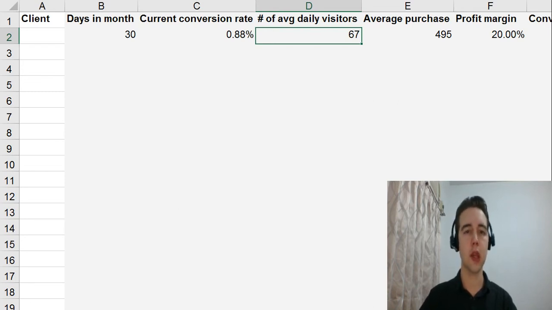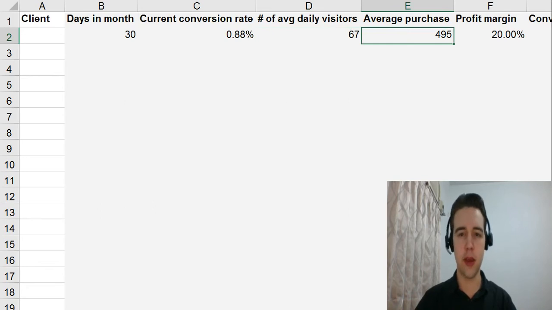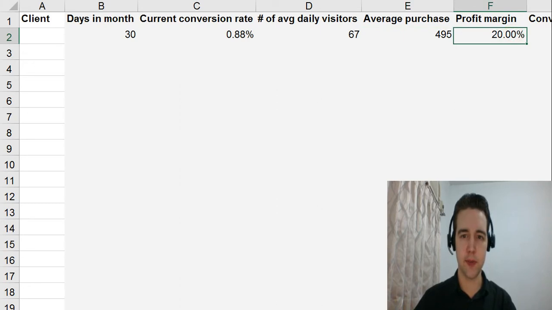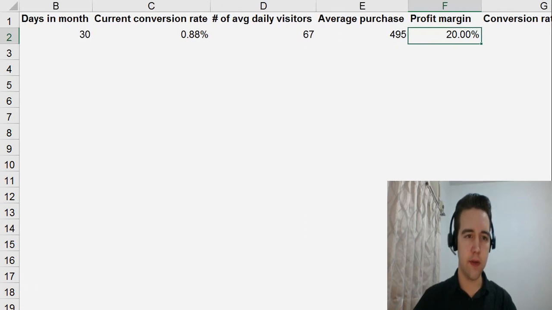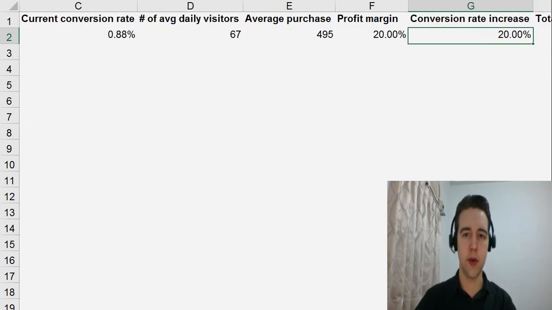All right. So this number of daily visitors on average, when they buy, their average purchase is $495, and profit margin on this sale is around 20%. Now, with this current conversion rate, a very conservative estimate would be to improve the conversion rate by just 20%. But we feel confident we can do a little bit better. So I'm going to pump it to 30 just because the current conversion rate is pretty low. So this is more of a realistic number.